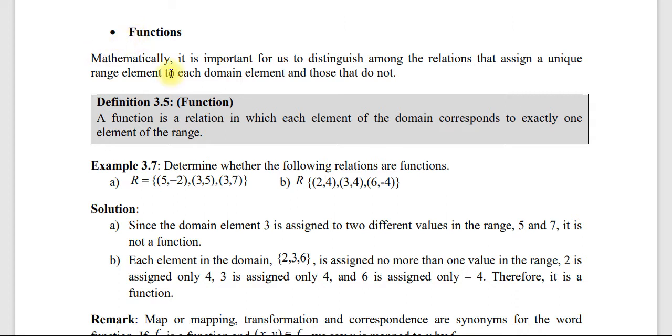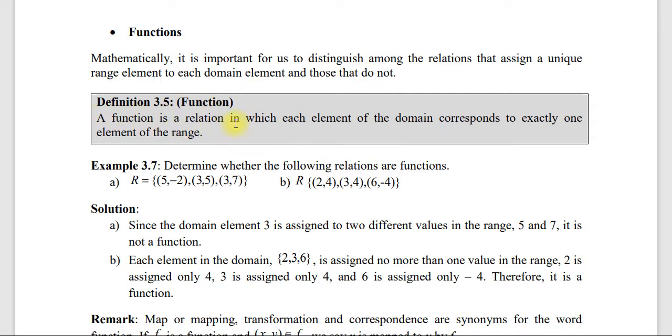Okay, so mathematically it's important for us to distinguish among the relation that assign a unique range element to each domain element and thus that denote ይለናል። Okay አሁን እንግዲህ ፋንክሽን እና ሪሌሽን የሚለያይበት ዋነኛው ምክንያት ዶሜን እና ሬንጅ ላይ ያለው ኦርደርድ ፔር ነው። በዛ ኦርደርድ ፔር አማካኝነት ነው ፋንክሽን ከሪሌሽን የሚለየው ማለት ነው። ሶ ዲፈረንሱን ወደታች ስንወርድ እንድትል እናየዋለን። Then there is a definition of function.